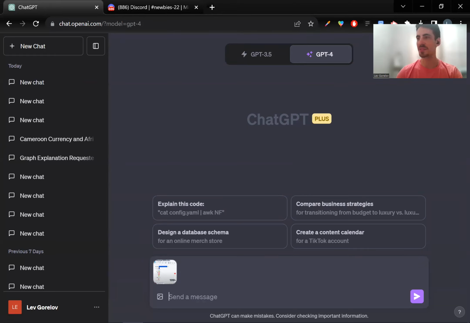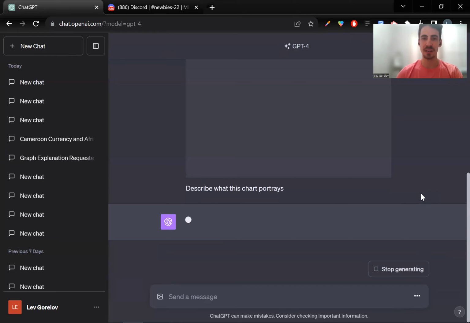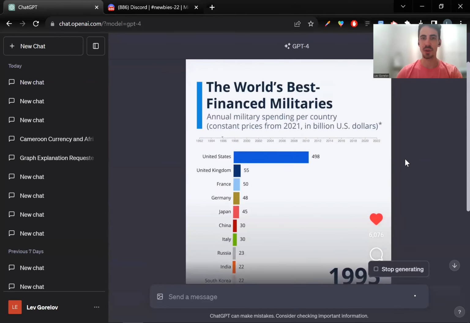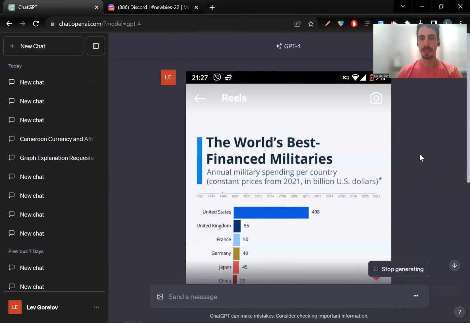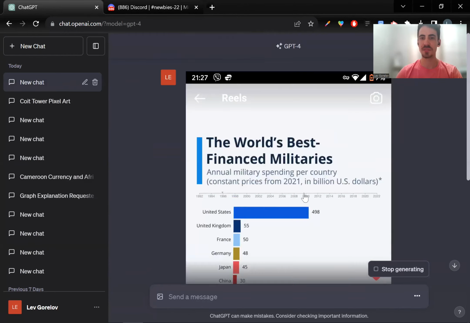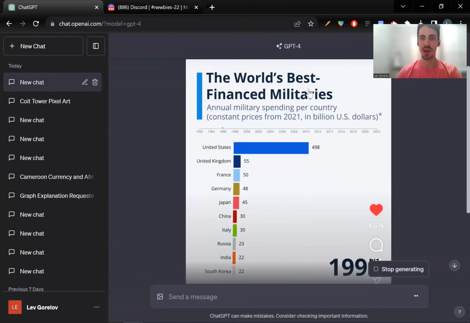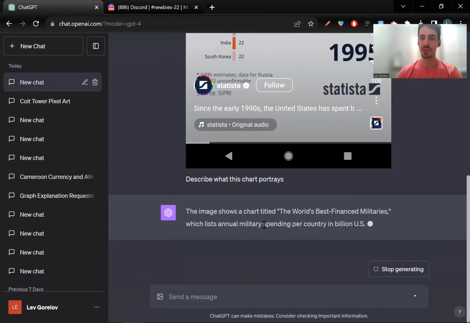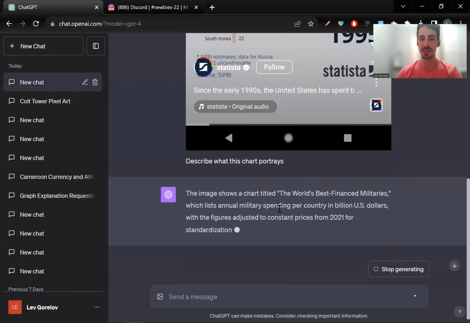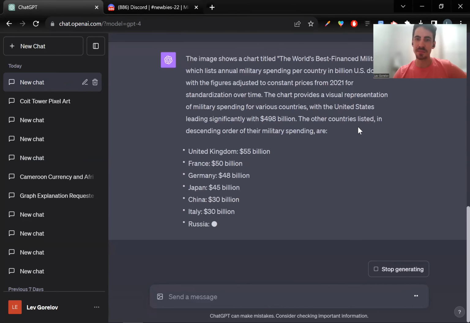Don't ask me why this is specifically what's hanging out on my computer. This is the first chart that I saw. So I'm going to ask it, describe what this chart portrays, and see how much data it can tease out of this chart on its own, and see what it gets right and what it gets wrong. So it says the image shows a chart titled "The World's Best Financed Militaries." Correct. That is indeed the title, which lists annual military spendings per country in billions US dollars. Annual military, 10 countries, billions US dollars. Correct. Okay, so let's see what else it says.